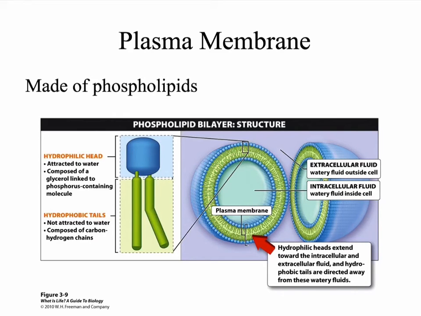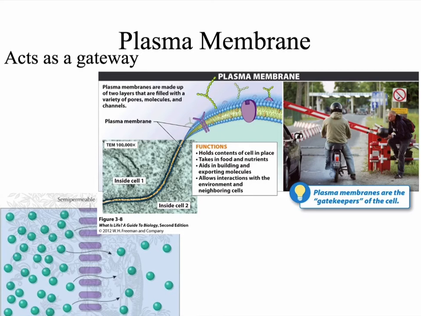So plasma membranes are made up of a phospholipid bilayer. The plasma membrane also acts as a gatekeeper. So it is a semi-permeable membrane, meaning that it only lets certain things in and out of our cell. So you can see in this diagram here, we've got all kinds of different things embedded in that plasma membrane, such as proteins. And many of these proteins allow different molecules in and out, but they're very, very specific.